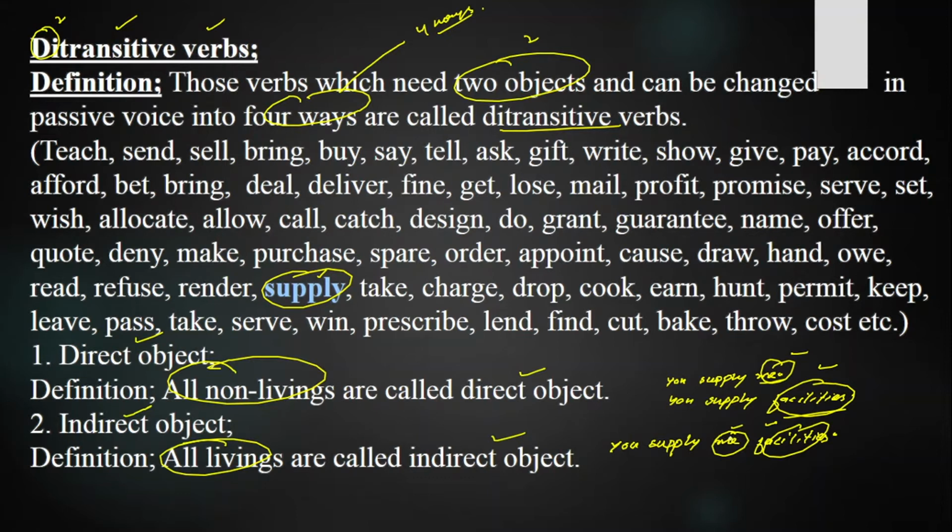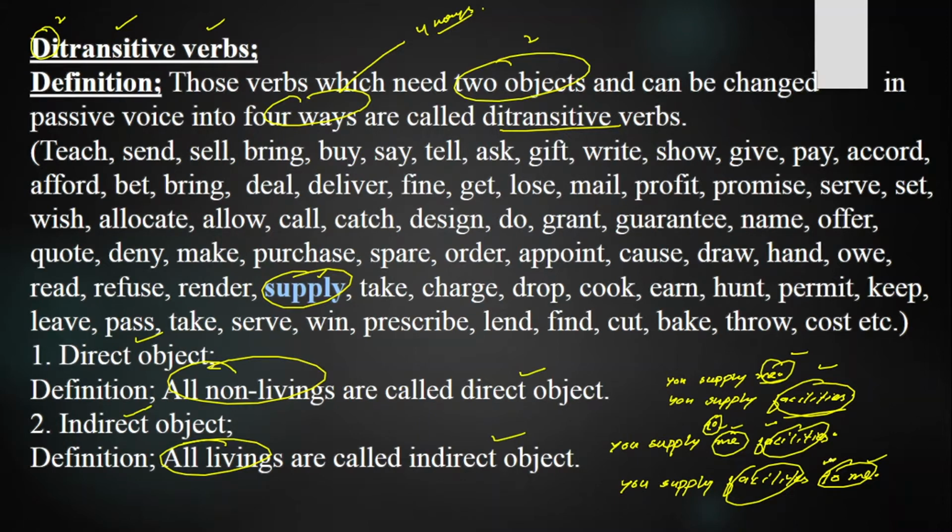We mostly bring in the indirect object, meaning the living one, at the beginning and the non-living at the end. But if you want to shuffle the places, keep in your mind that the indirect object me will be followed by a preposition, and that preposition is to for the word supply. Example: you supply facilities to me. So these are the two ways to write it in active voice. Direct object first, and then the indirect object followed by the preposition to, to me.